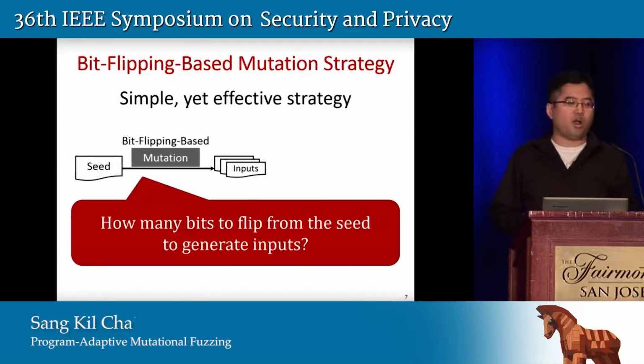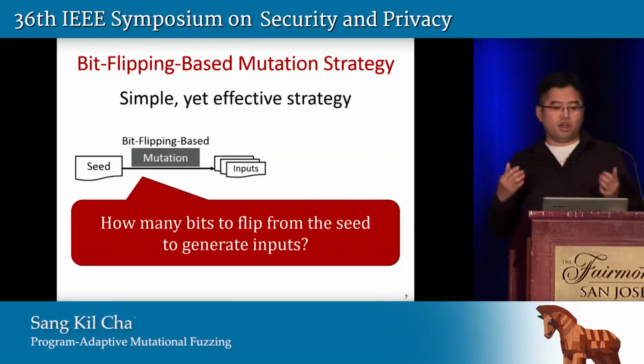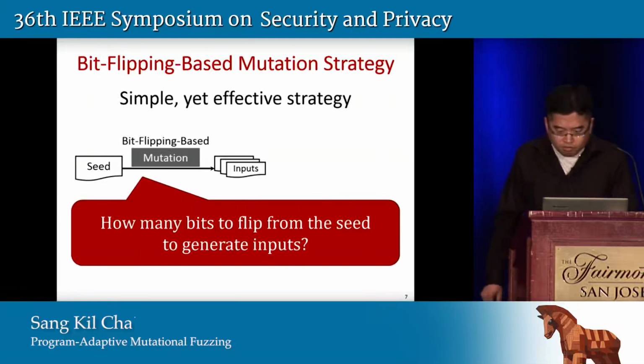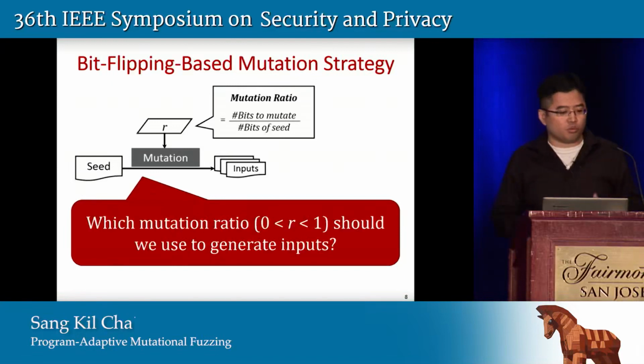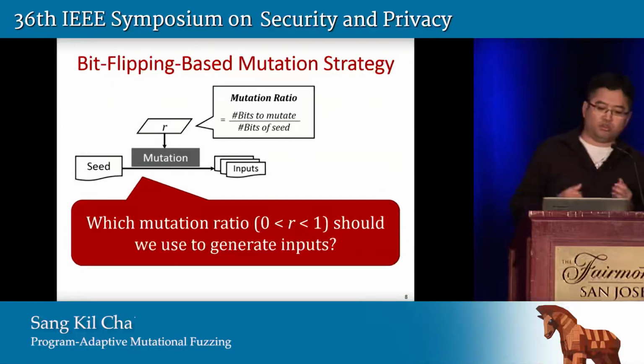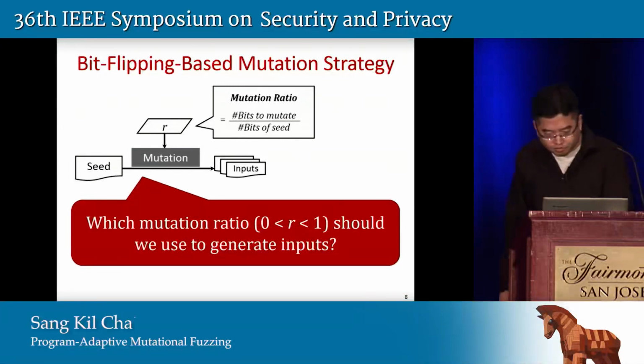Namely, we need to know how many bit positions from the seed to flip. This is important because we will get totally different sets of test inputs by flipping different numbers of bits of the seed. In fact, several mutational fuzzers even employ an additional parameter called the mutation ratio to control this particular number. So in this case, the question becomes: which mutation ratio should we use to generate test inputs?